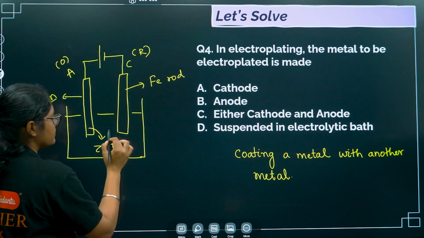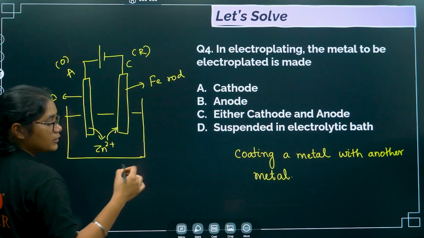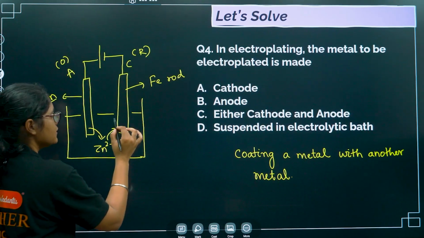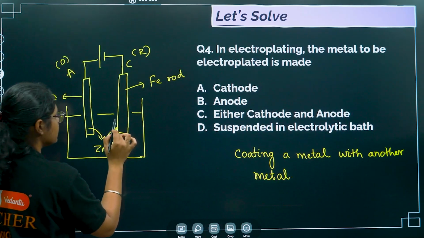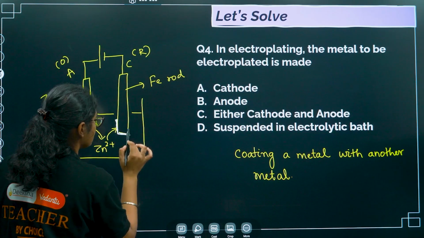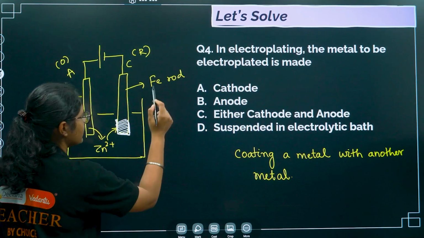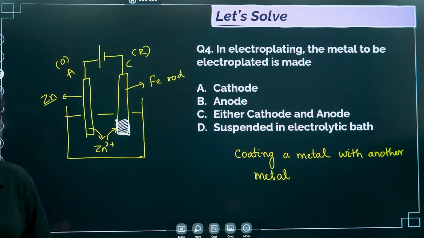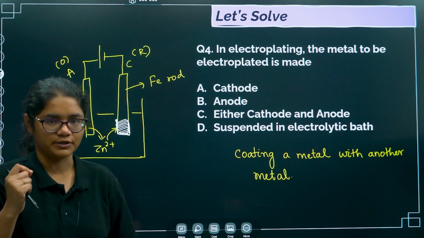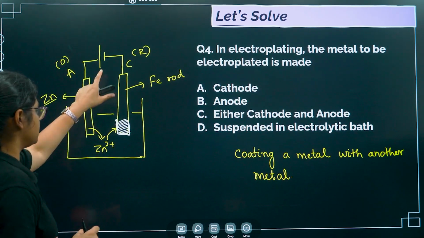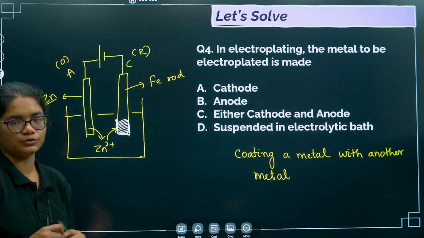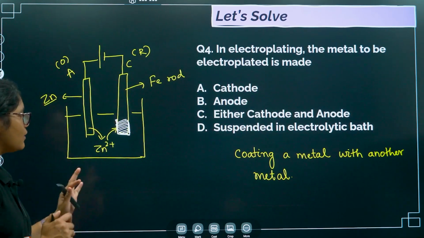And this Zn2+ will go here and undergo reduction again and will form zinc. So what will happen? This zinc will get deposited here, right? So like this, a coating of zinc will form on this particular iron rod, and this is a method of prevention for corrosion. Okay, so in this way, this rod can be prevented from corrosion. Getting?